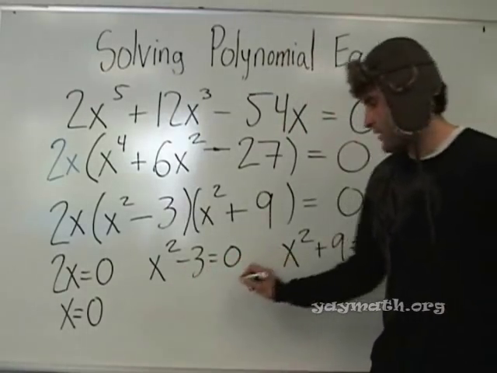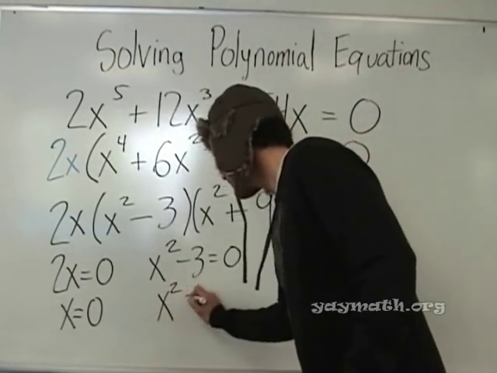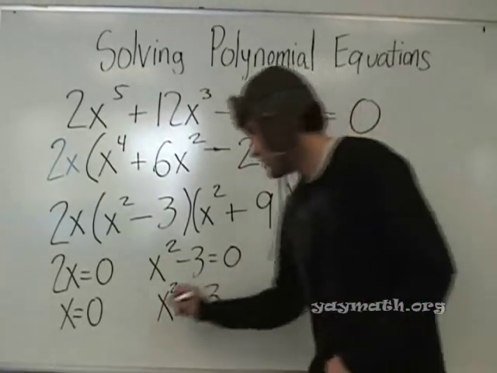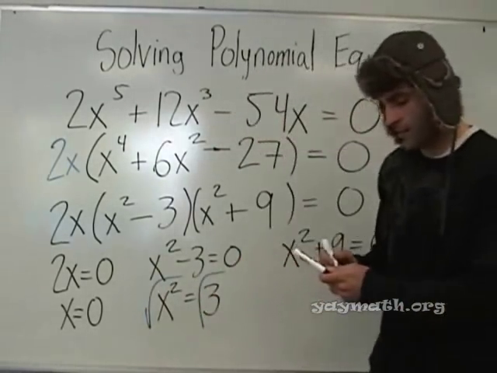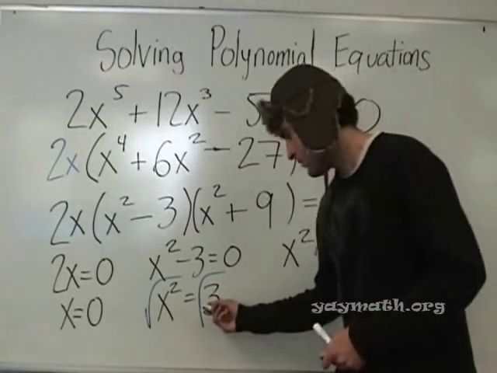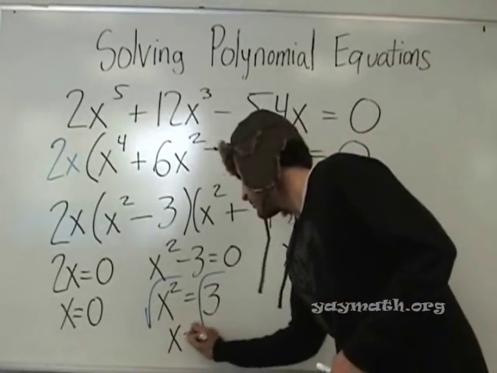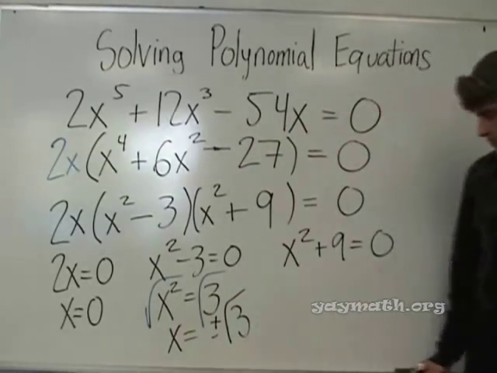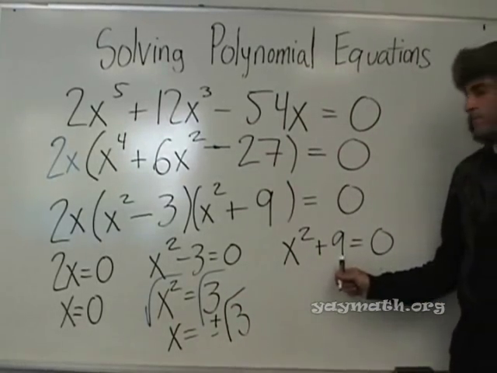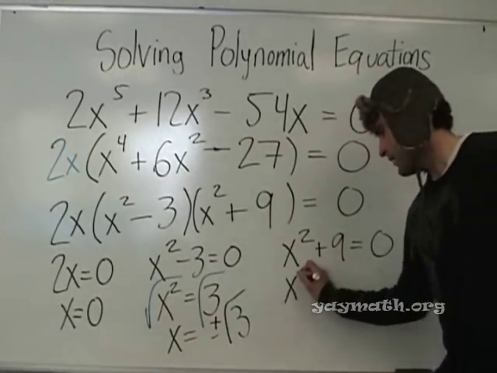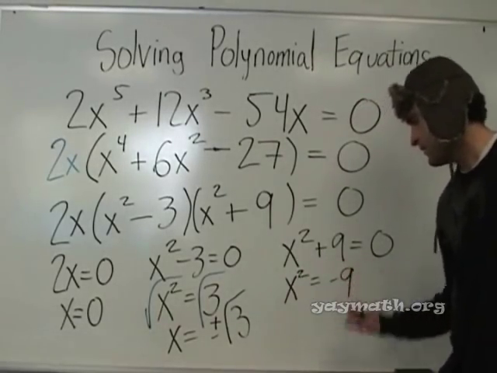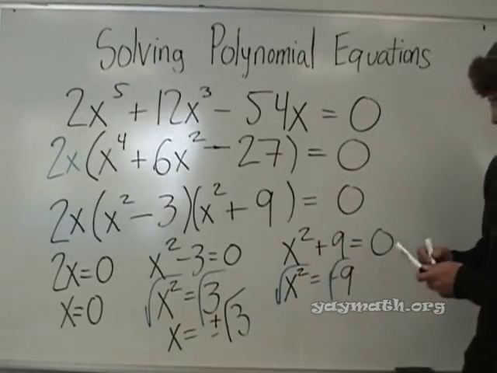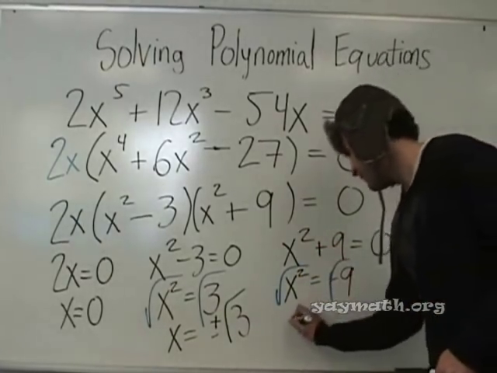X squared equals 3. X squared equals 3. X equals plus or minus the square root of 3. Say it again loud. X equals plus or minus the square root of 3. Right. That's right. And then this is from the previous problem. X squared equals negative 9. X equals plus or minus 3i.